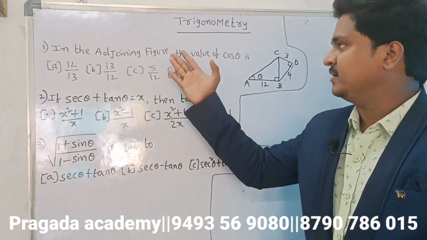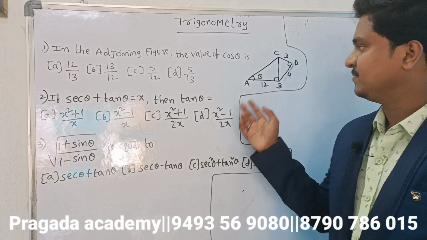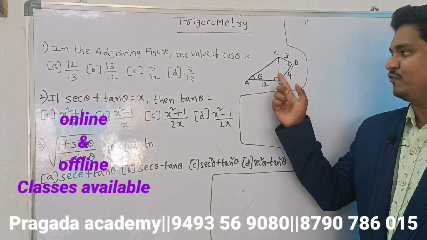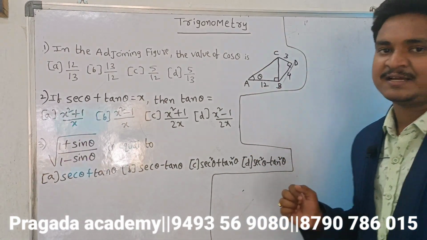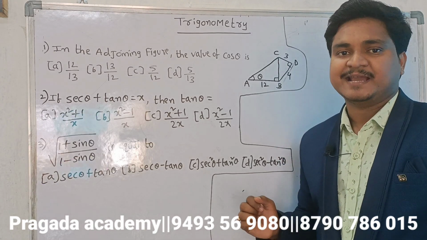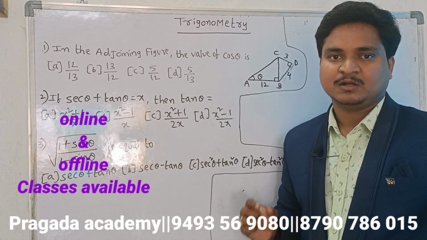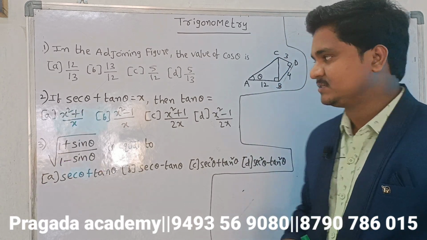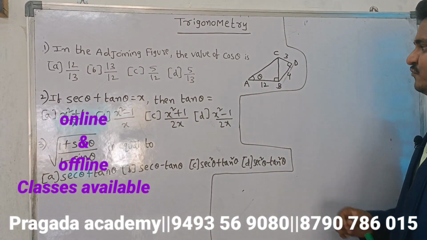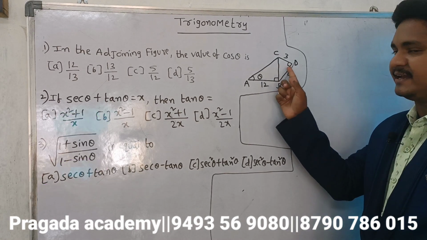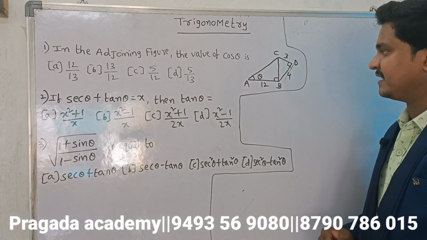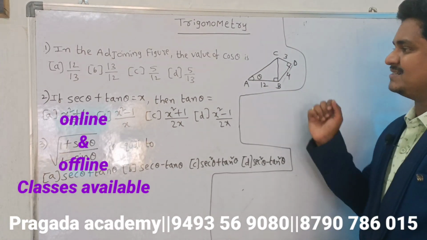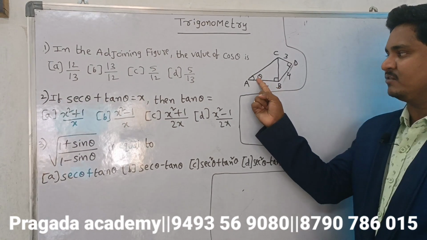In the adjoining figure, the value of cos theta is, they gave one figure and asked us to find cos theta. The formula we have is cos theta equals adjacent side by hypotenuse. If you observe this figure, we have two right angle triangles. So here we need to find cos theta, where you have theta.